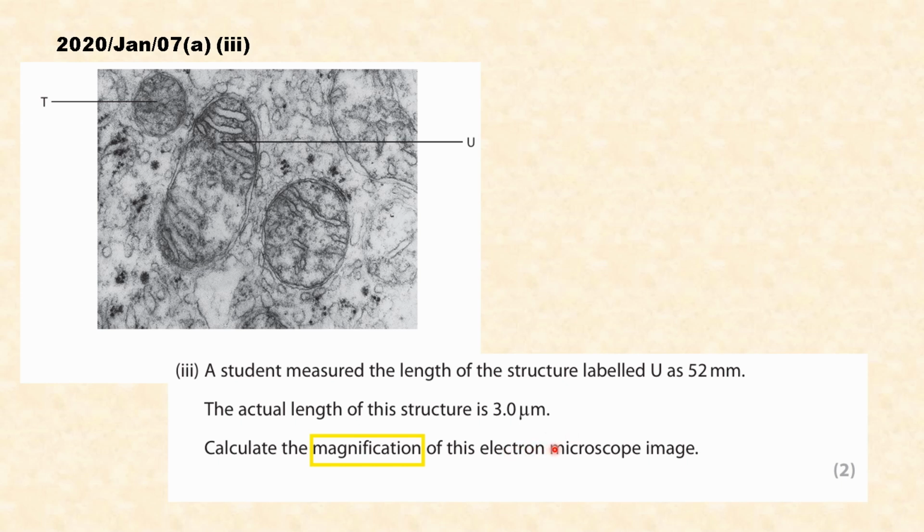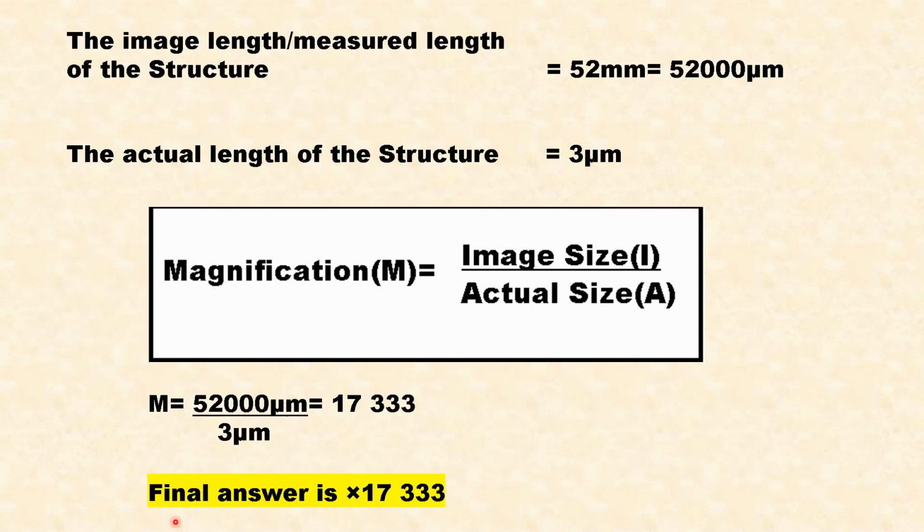This question asks us to calculate the magnification of this electron microscope image, and this question is worth 2 marks out of 80. First, let's convert the units. The measured length is 52 mm, which is equal to 52,000 micrometers. The actual length is 3 micrometers.